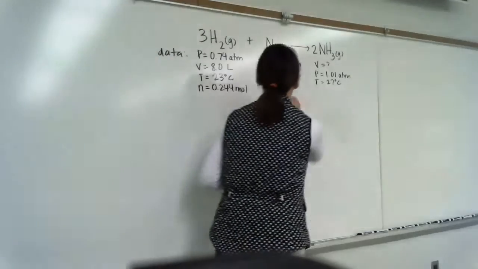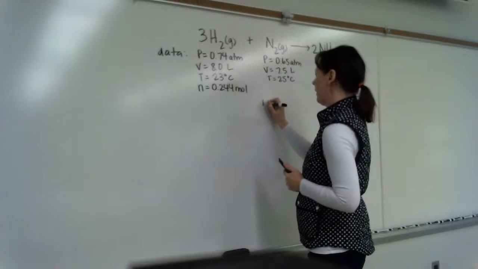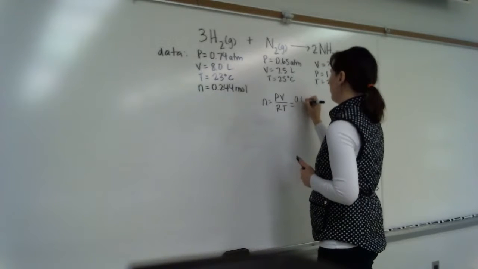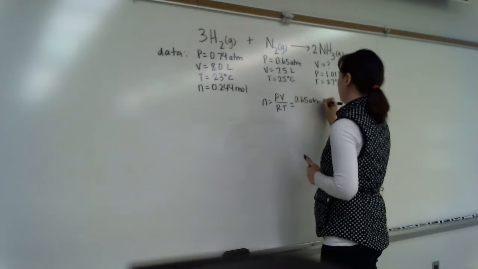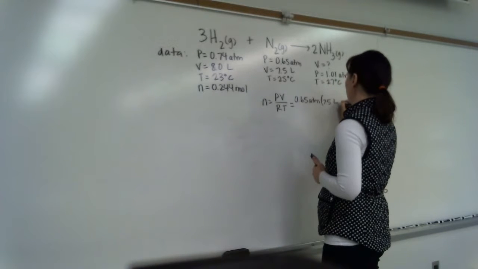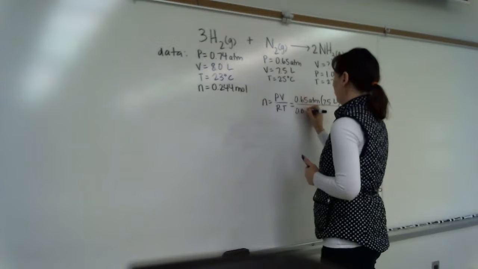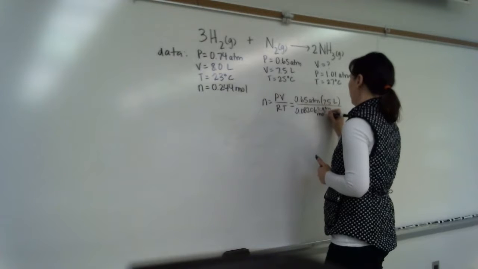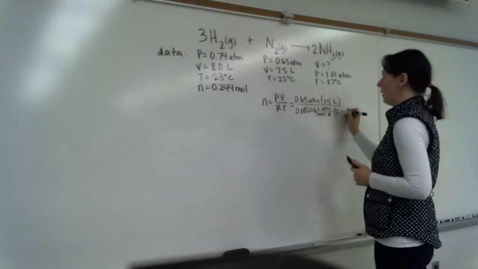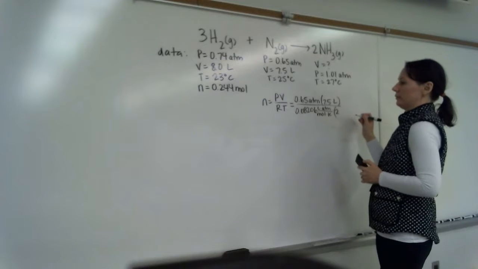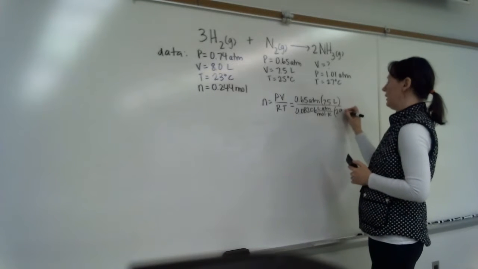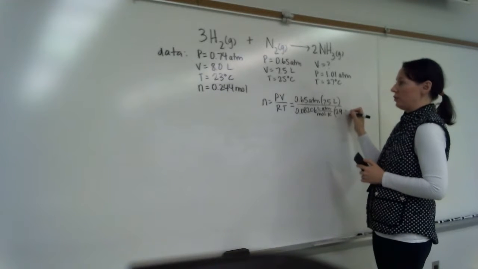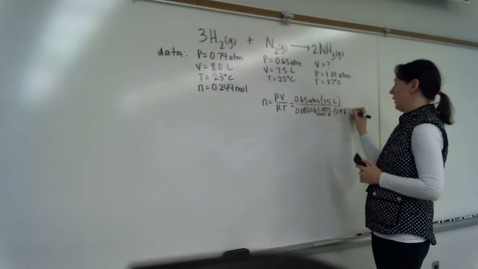Now let's calculate the number of moles of N2. n is equal to PV over RT. So 0.65 atmospheres, volume is 7.5 liters, R is 0.08206 liter atmospheres per mole Kelvin. And what's the temperature? 290? What do we add to it? 273 plus 25 is 298.